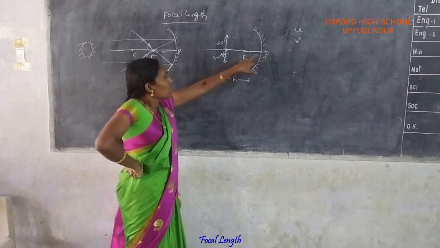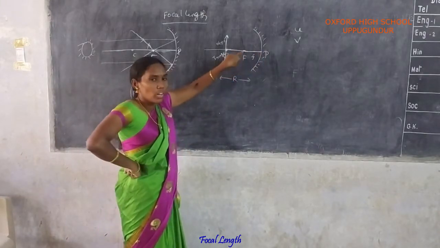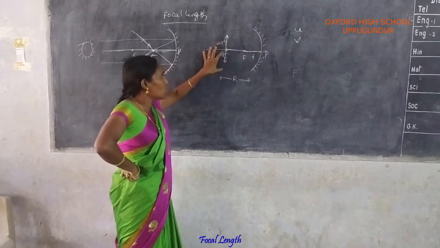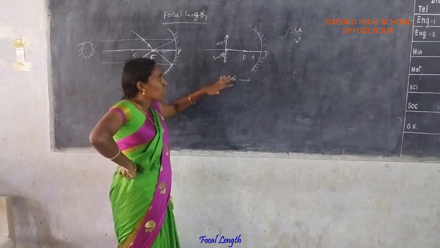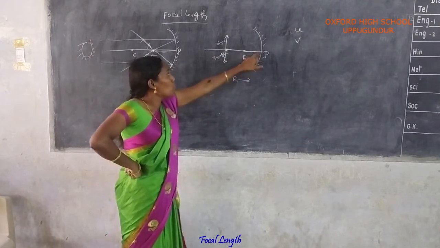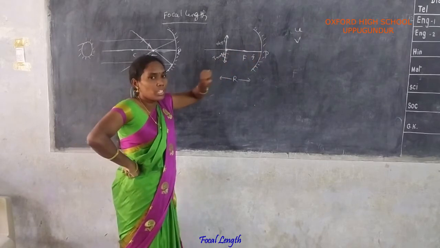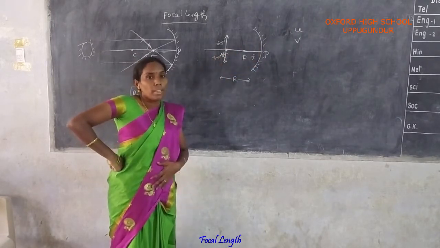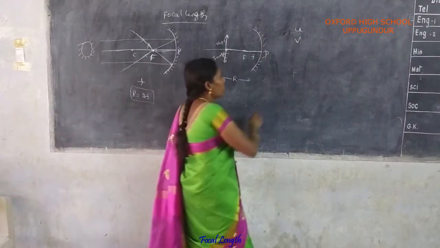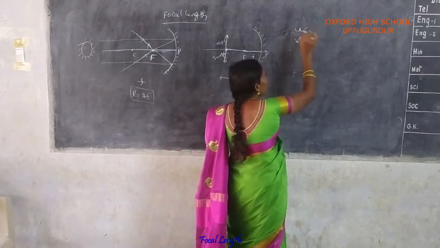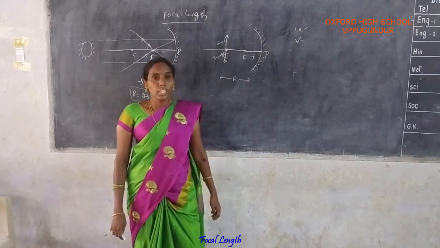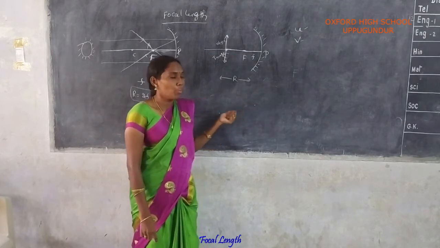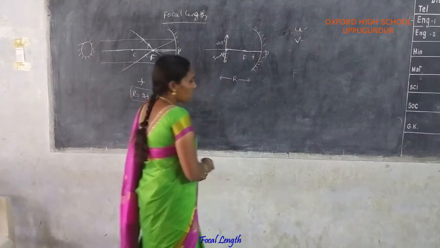See amma, the distance from pole to focus is called the focal length. The distance from pole to center of curvature is called the radius of curvature. The distance from pole to object is the object distance, and the distance from pole to image is the image distance. Object distance is represented by the letter u and image distance by the letter v. Here these distances should be there in the concave mirror and convex mirror.